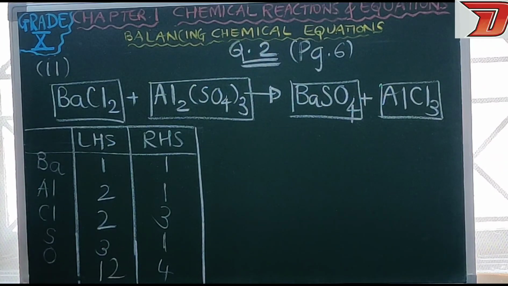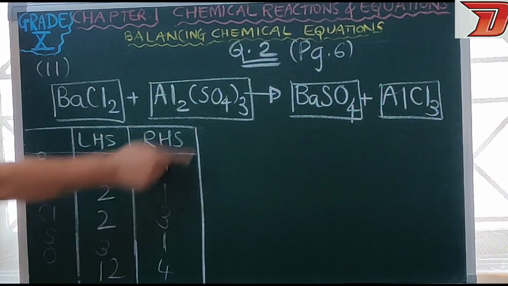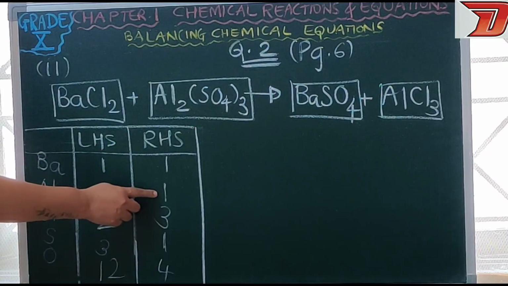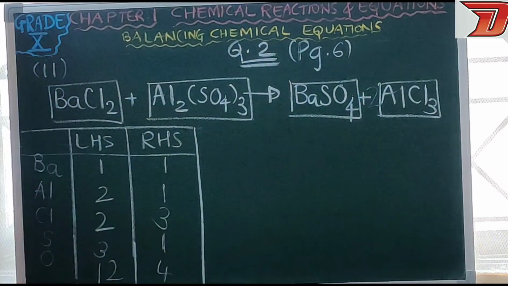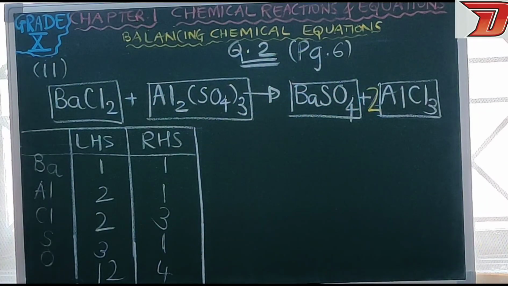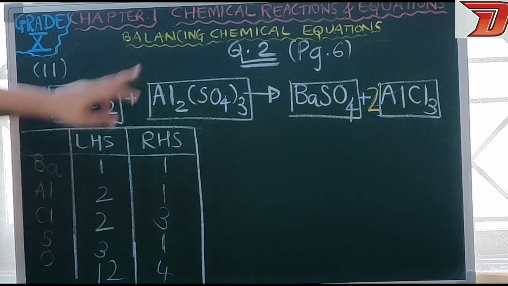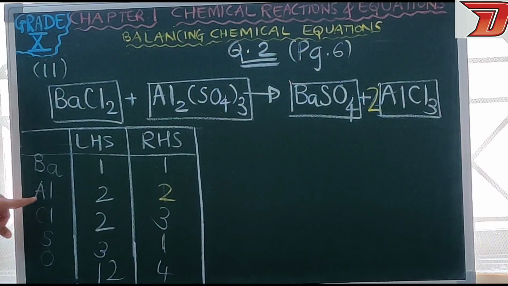Now do the comparison. Start with barium. Both the sides 1 atom is there. Now aluminum 2 to the left and 1 to the right. So we will do the correction here. To the right side we will make it as 2. Okay. I'll use the other chalk. Fine. Now have a look. Right side we have made 2. So I'll do the correction here, 2. So both the sides the number of aluminum atoms are 2. So that is balanced.